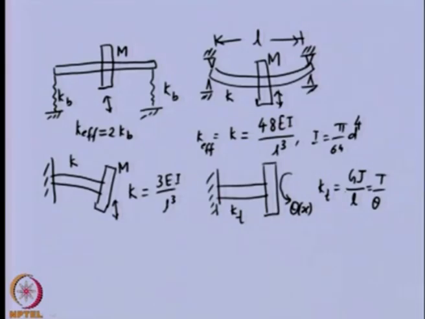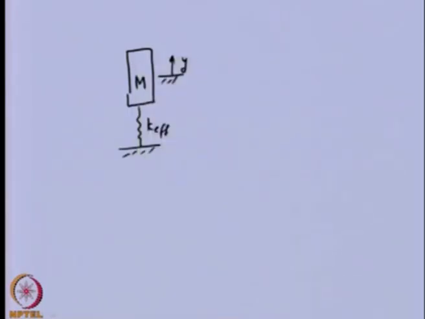All these models we can represent by a mass and an effective stiffness of the support or of the shaft. The mass has value m, and we have a displacement in the vertical direction, which will be time dependent.